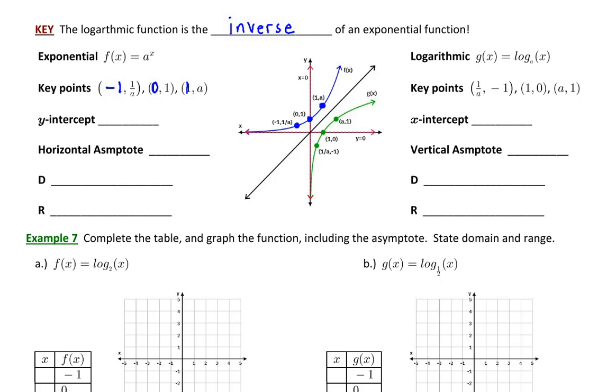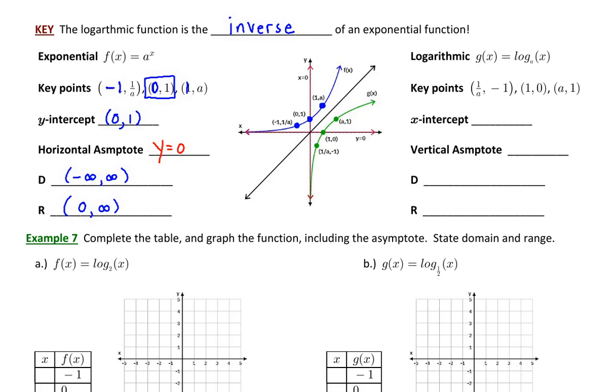And we observed that that middle key point was always the y-intercept (0, 1), as long as no transformations were present. Our basic exponential function, whether increasing or decreasing, has a horizontal asymptote at y equals 0, which is the x-axis. The domain of an exponential function is always -infinity to infinity, and the range is 0 to infinity. So that's our basic exponential function.